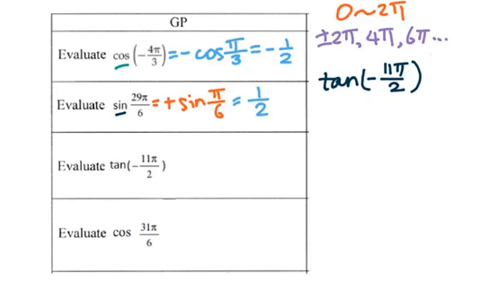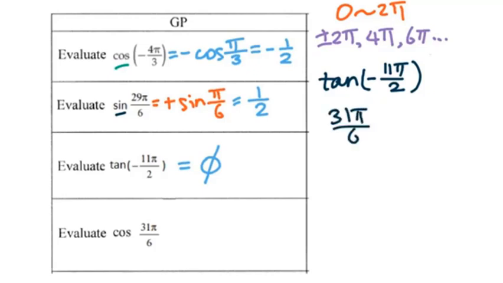You know that its reference angle will be pi over 2. And we know tangent pi over 2, meaning tangent 90 degrees, is undefined. So this you don't have to work out. That will be undefined, because positive undefined, negative undefined is still undefined. Let's go to the last question.